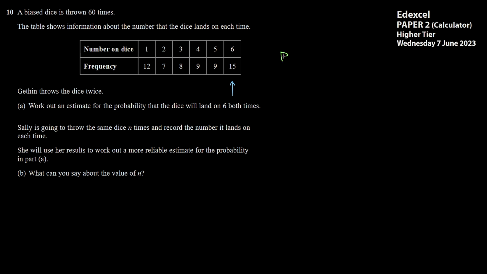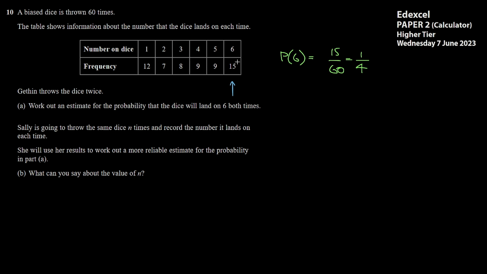So I can say that the probability of a 6 is equal to the results, which was 15, divided by the number of throws, 60. And this is equal to a quarter. And that probability won't change however many times you throw it.